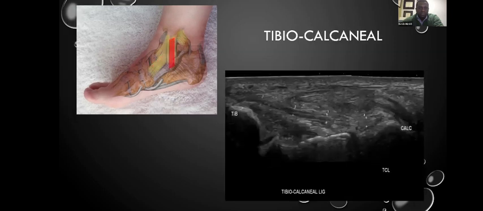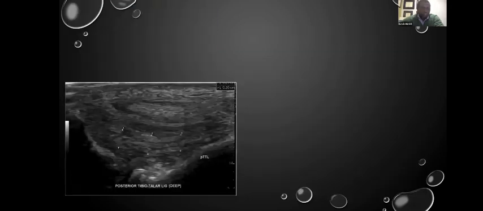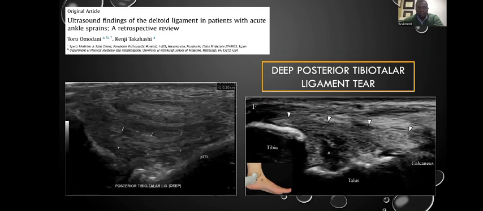to the navicular. Then here's the tibiocalcaneal ligament. And here, once again, is the posterior tibiotalar ligament. This is one of the ligaments that's important, more important because it's the deep part of it. And here's a paper that showed a tear of that ligament, and you can see the intact tibiocalcaneal ligament superior to it as well.